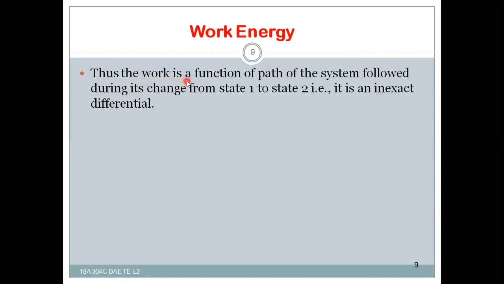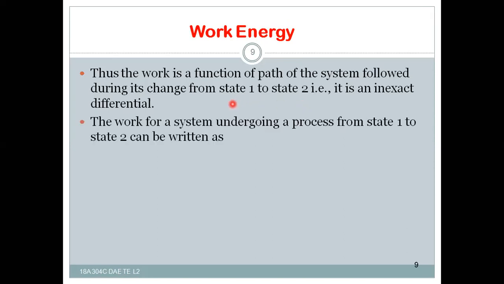Thus, work is a function of the path the system follows during its change from state 1 to state 2. That's why it is an inexact differential. Number one, work is a path function. Previously, as we said, heat is also a path function, and it depends on the path only, not on the points or the states. Heat is an inexact differential, and work is also an inexact differential.